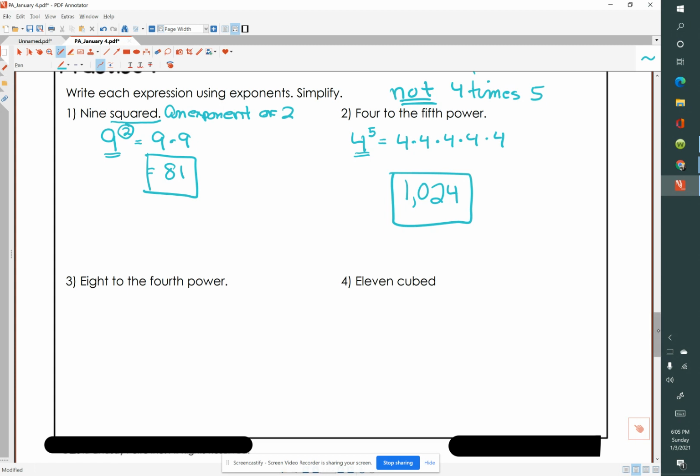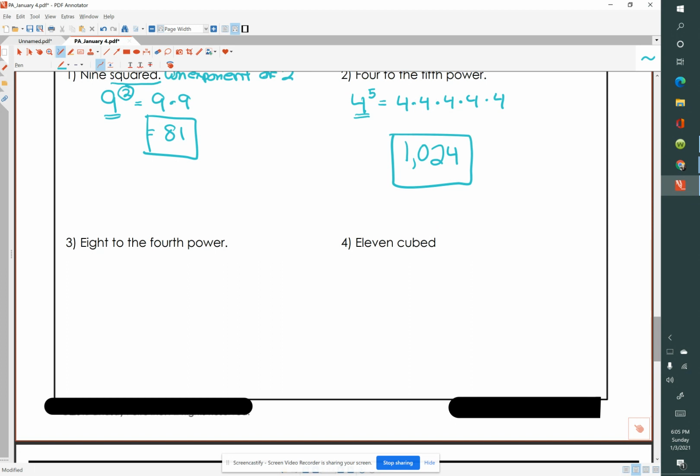And that's the thing with exponential values. They increase very quickly. 4 times 4 is 16. 16 times 4 is 64. 64 times 4 is 256. 256 times 4 is 1024. It adds up really quickly, or multiplies very quickly.